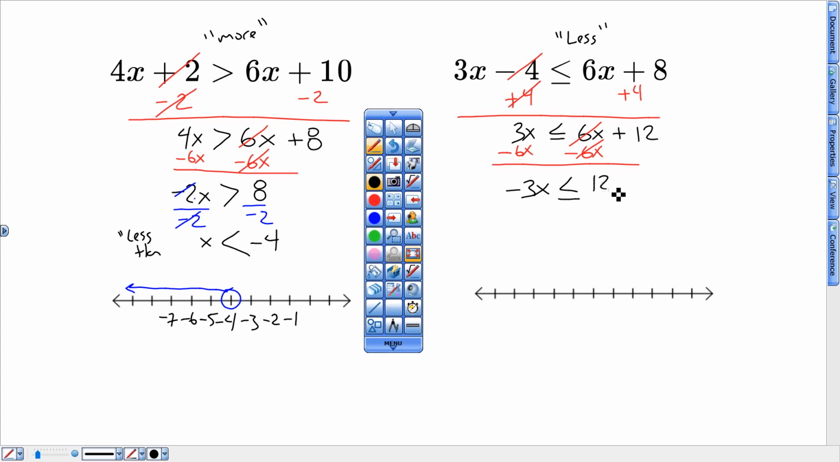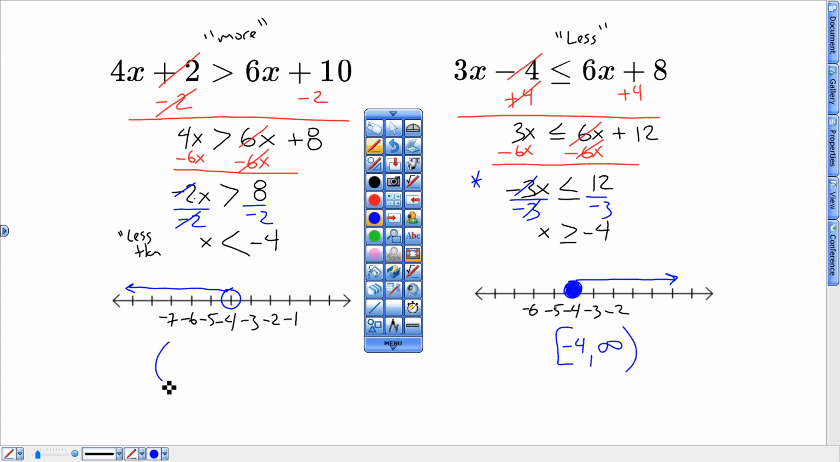Bring down that 12. But right here, again, I could tell because I'm dividing by negative 3, it's going to take that inequality from less than to more than. So more than or equal to, and then use your calculator if you need to, another negative 4. So again, be able to do a quick little number line, couple numbers on either side of that negative 4. Closed circle, clearly closed, and then more than is to the right, and then set notation if you're wanting that practice.